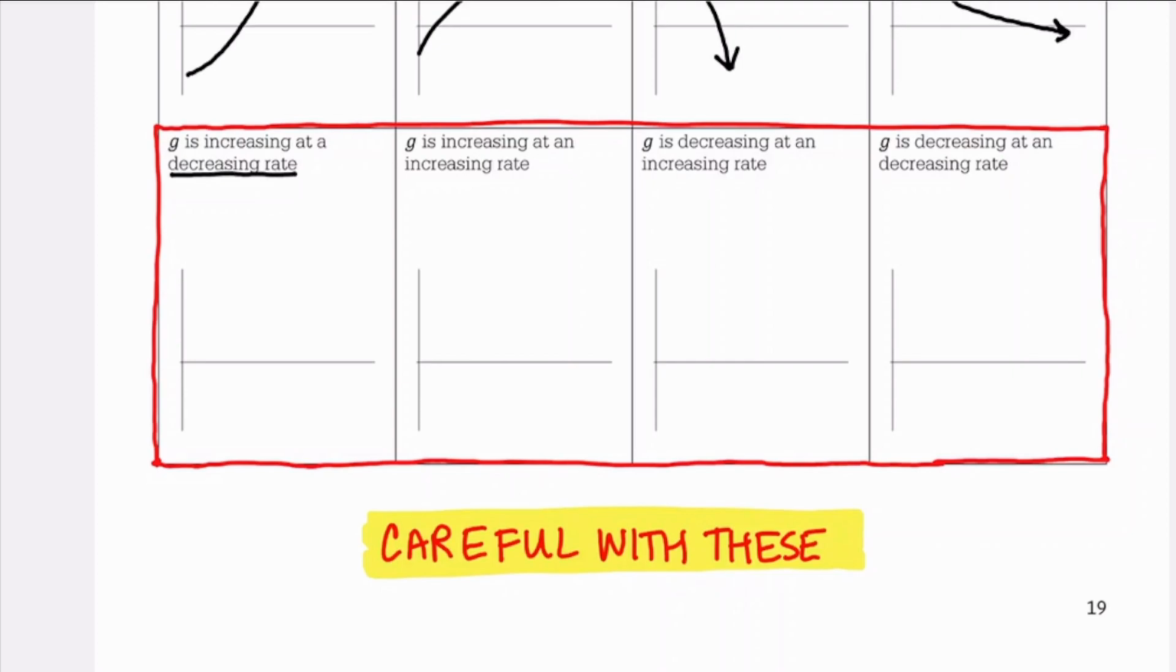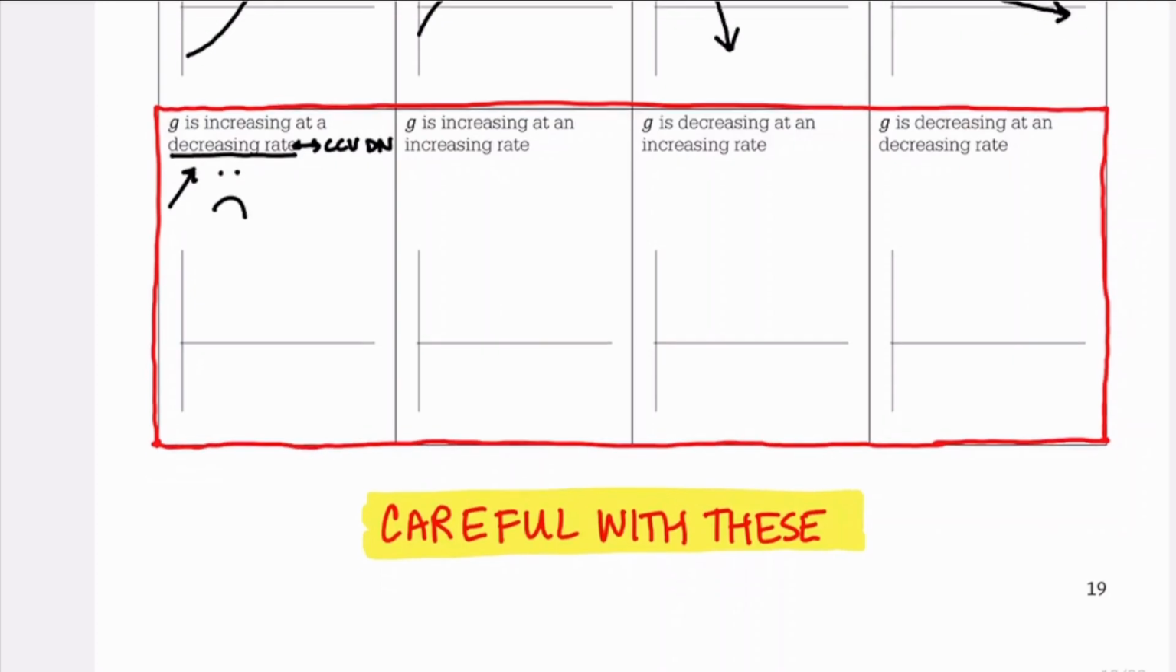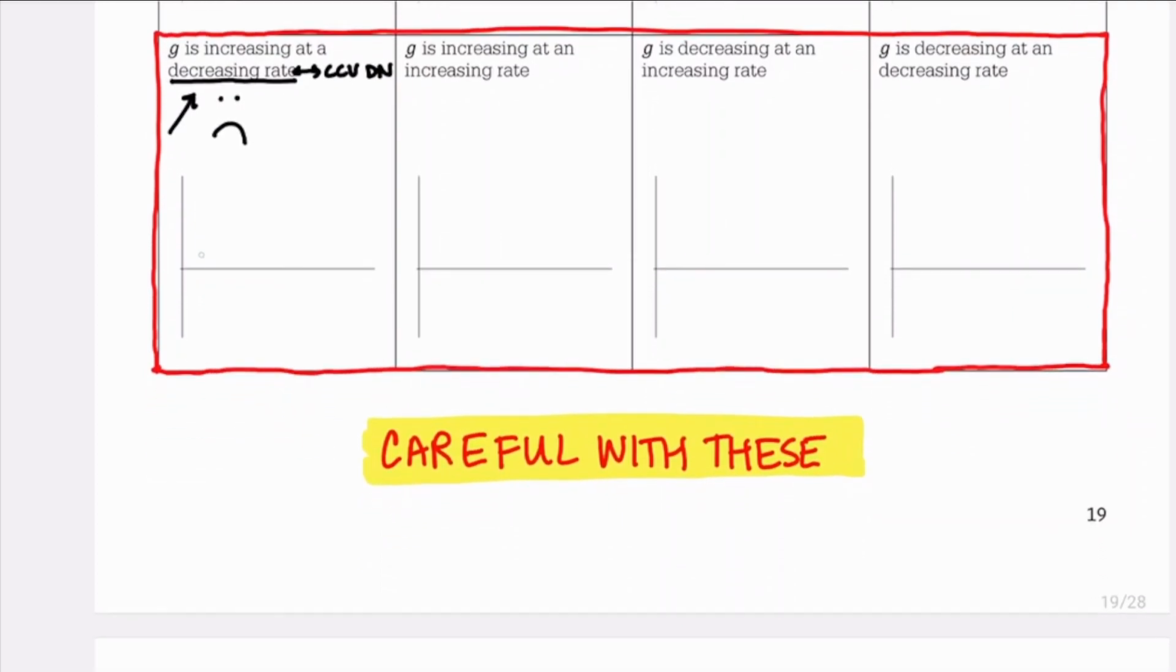Okay, g is increasing, you know what that means, it's going up. But if the rate is decreasing, that means concave down. I don't have a whole lot of room to write that, so I'll abbreviate it with concave down. And concave down means we're frowning. So we're increasing while concave down. I know I just drew a picture of that, but I'm not going to rely on that, at least not right now. Increasing while frowning would be something like that.